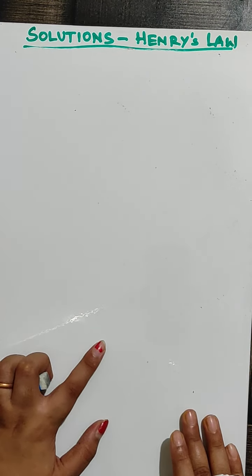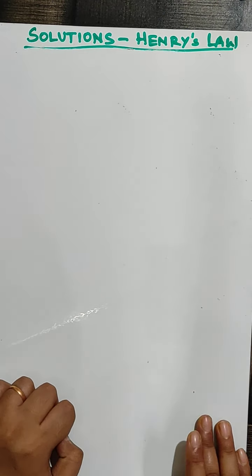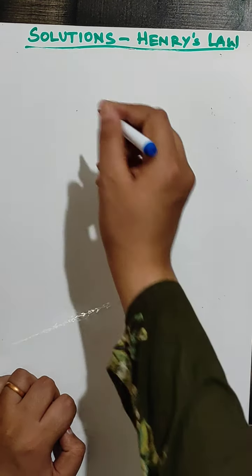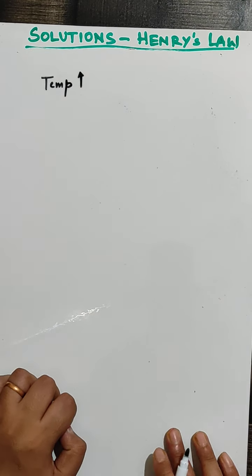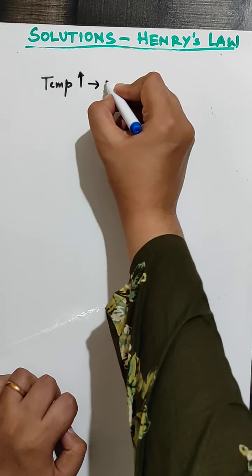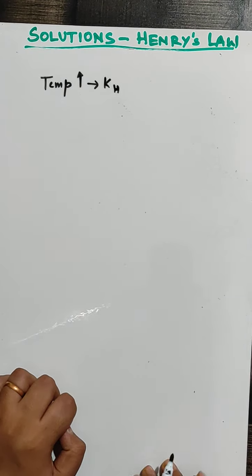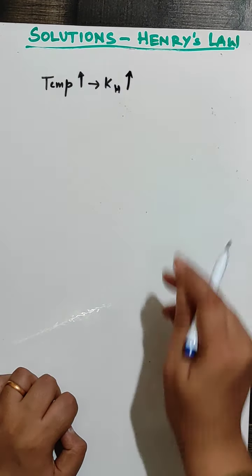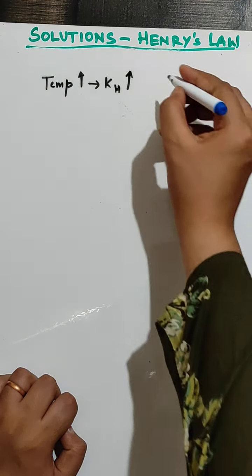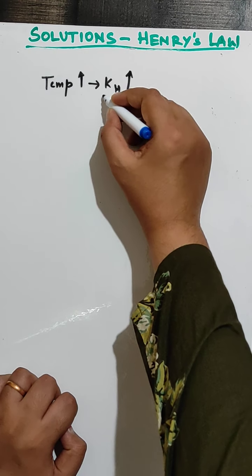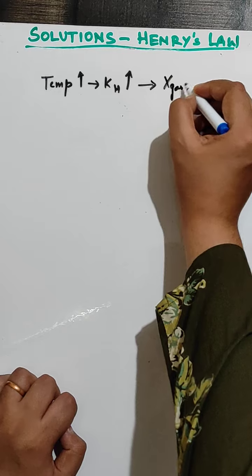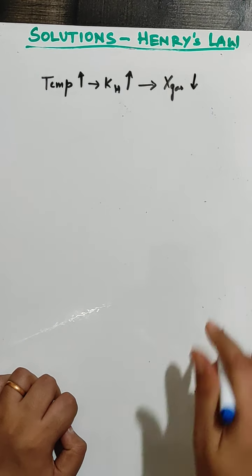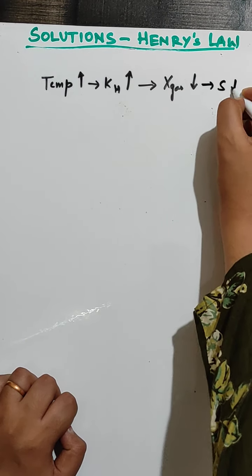Now let's see how temperature affects the solubility. If you increase the temperature, the value of KH also increases. Okay, and if you increase the value of KH, what happens? The mole fraction of gas decreases and the solubility of gas decreases.